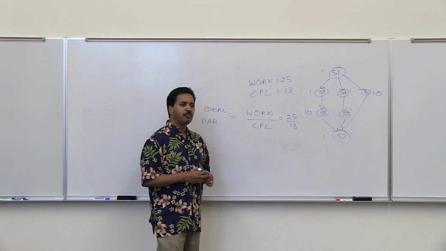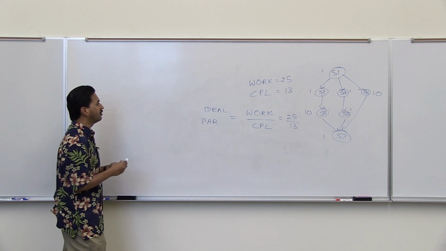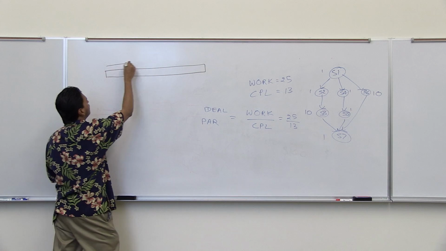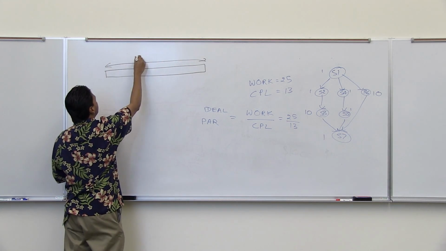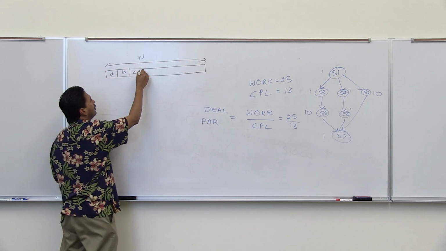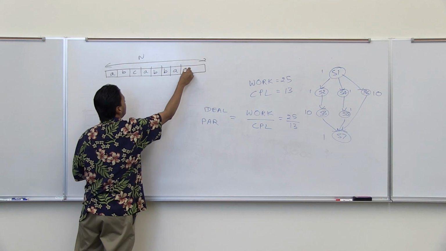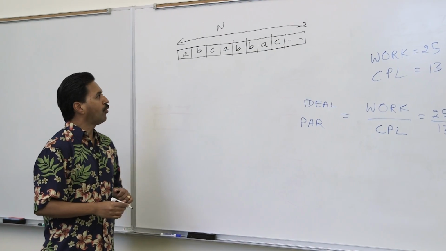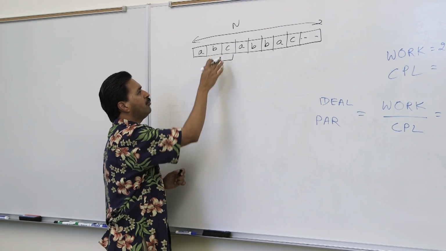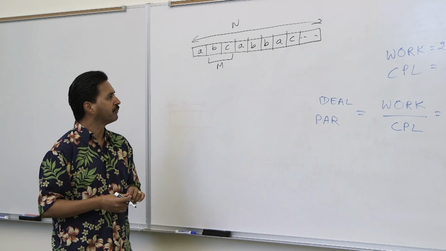Now let's look at an example to illustrate this concept of ideal parallelism. The example I want to use is of string search. Imagine that you have a string of characters, and the length of the string is n, and the characters could be something like A, B, C, A, B, B, A, C, and so on. And what we want to do is look for a certain pattern. So the length of the pattern is m, and let's say the pattern is BC, and here's one occurrence, and there could be many more in the string.